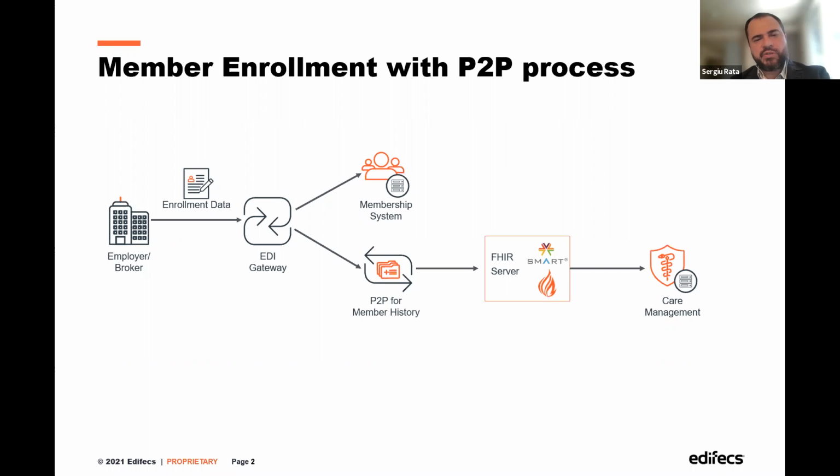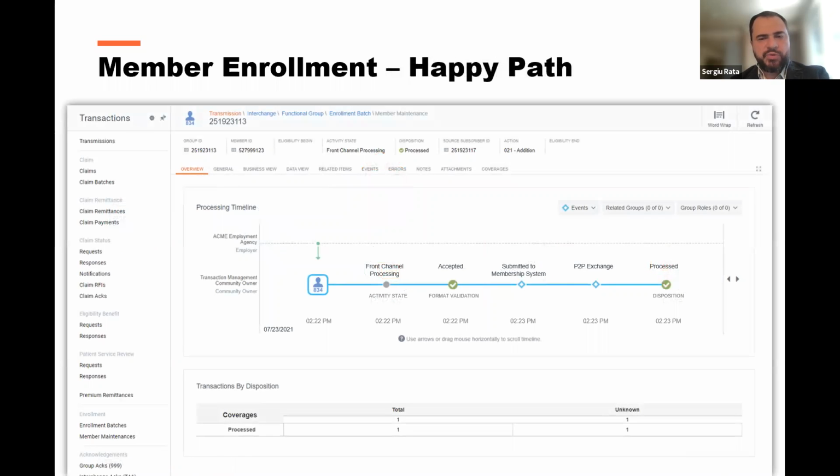So at the surface, it doesn't look that complicated. And in the case of a happy scenario, when things flow seamlessly, if you were to track this transaction end to end, here's an example. It features Acme Employment Agency, which may be sending this to the health plan in a 834 file, and it shows the end-to-end tracking of this transaction. So it may be getting in the EDI gateway, it gets format validation, everything is accepted. Then this information is submitted to the membership system. Then the peer-to-peer exchange is happening, and then in the end, everything is processed. Everything is nice and dandy.